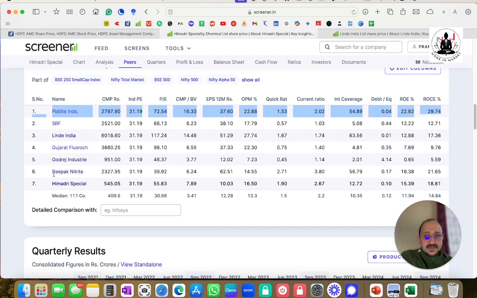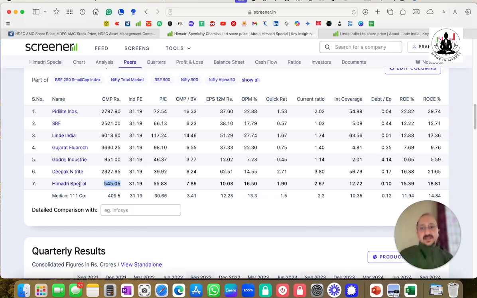Godrej Industries rejected. Deepak Nitrate was good, and Himadri Chemicals was 10 rupee. It is also difficult to choose this company because the only parameter I can choose this company would be the market price. So if I choose two companies over here, that would be Deepak Nitrate and Pidilite. So it saved my time.